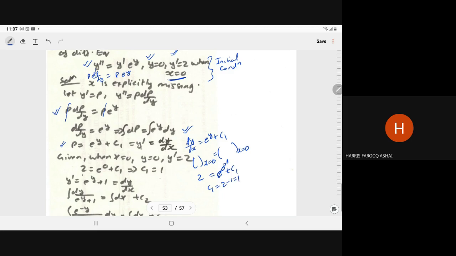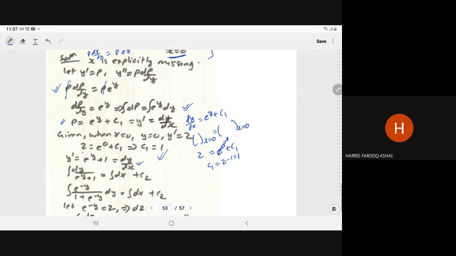So here we put c1 is equal to 1. So now dy by dx will become e to power y plus 1. So now again we separate the variable. When we separate the variable, we have dy upon e to power y plus 1 is equal to dx. When we integrate on both sides, we have to add the constant of integration. So it will become integral dy upon e to power y plus 1 is equal to integral dx.